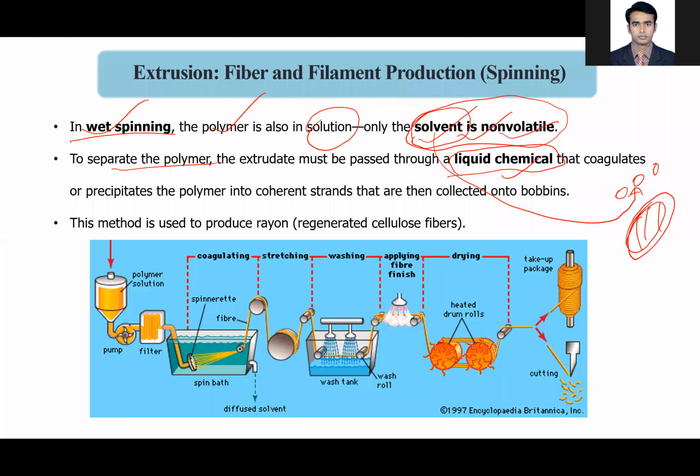We take out that liquid from the spinneret, and then the spinneret is exposed to the spin bath, where a chemical is introduced that removes the solvent. Once the solvent is removed, the polymer solidifies again and becomes filaments. Then you take out the fibers and do the stretching if you want to change the diameter. If you want to keep the diameter that comes out of the spinneret, then you don't need this stretching section.